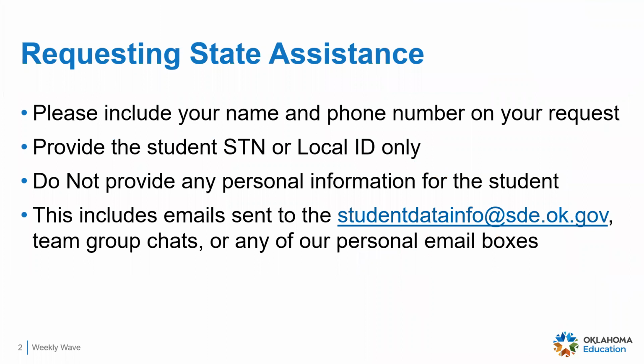First thing I want to talk about is when you're requesting state assistance, if you could always include your name and phone number on the request, that way we can get back with you if we have questions about anything. And we ask that you always provide the student STN and local ID only. We really don't want to see the student name or date of birth, any personal information for the student.